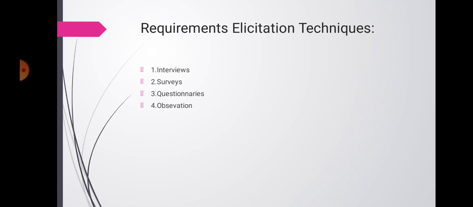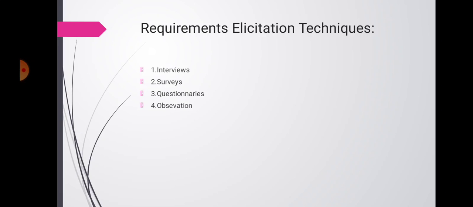Second is survey. An organization may conduct a survey among various stakeholders by querying about their expectations and their requirements from the upcoming system. Then the third technique is questionnaires. A document with a predefined set of objectives, questions, and respective options is handed over to all the stakeholders to answer, and the responses are collected and compiled. A shortcoming of this technique is that if an option for some issue is not mentioned in the questionnaire, the issue might be left unattended.